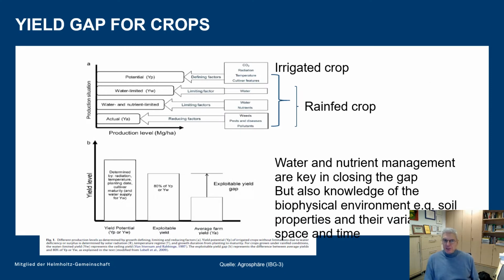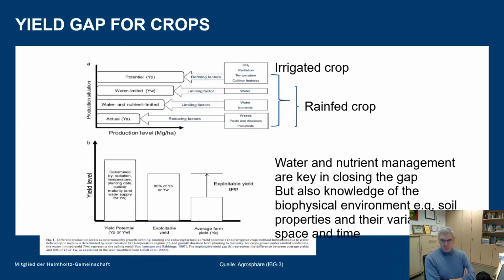Just a brief explanation of what the yield gap is for crops. We have a potential yield, which is mainly determined by the atmospheric conditions and the type of cultivar. And then we have limitations. We have eventually water as a limiting factor that then yields a water-limited yield. And then we have water and nutrients that might be limiting, which then leads to an even lower production, which is then water- and nutrient-limited. And then we have the actual yield, which is also controlled by the management.